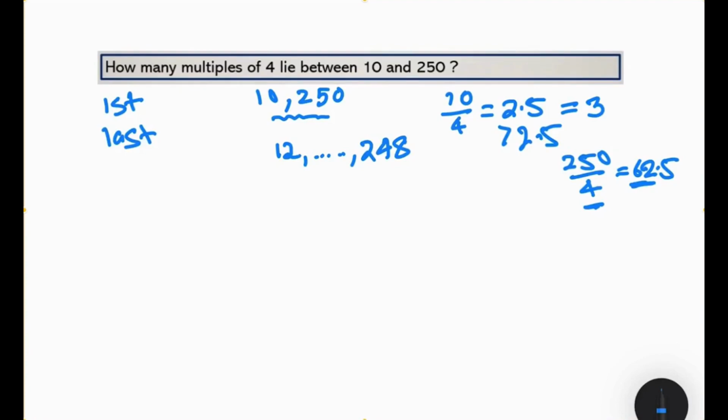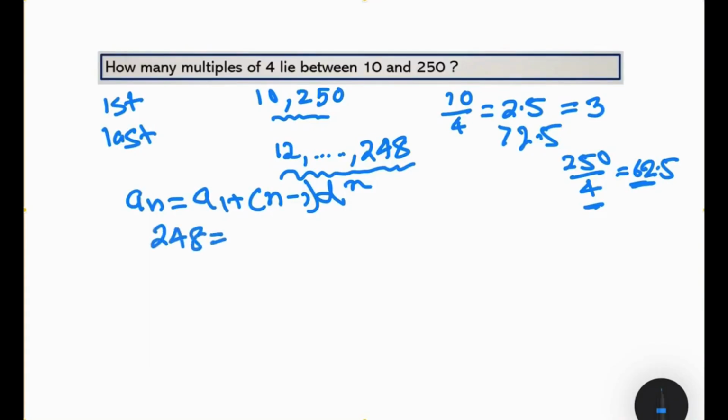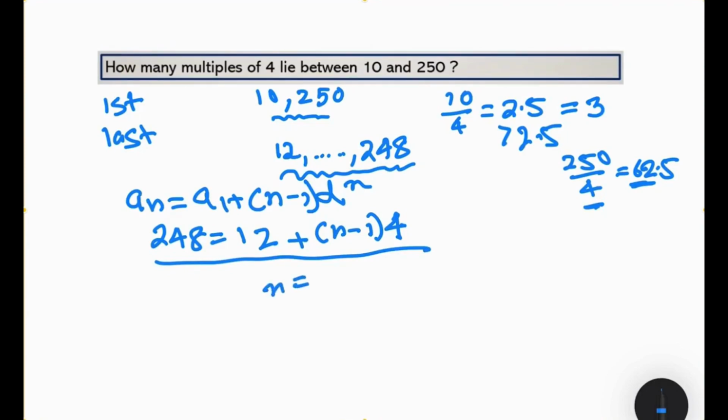What we need to find out is the total number of terms of that arithmetic series. So what is our typical n? We know the nth term an equals a1 plus n minus 1 multiplied by the common difference, right? So we know all the values of a1, an and common difference. Putting that, we get 248 equals 12 plus n minus 1 into 4. तो इसको हम थोड़ा रीअरेंज कर लेंगे. I am not getting into the in-between steps. रीअरेंज करने के बाद easily we can find out n equals 59 plus 1 equals 60.